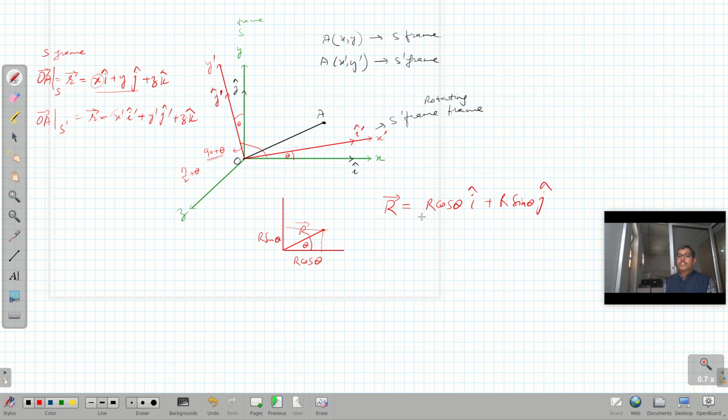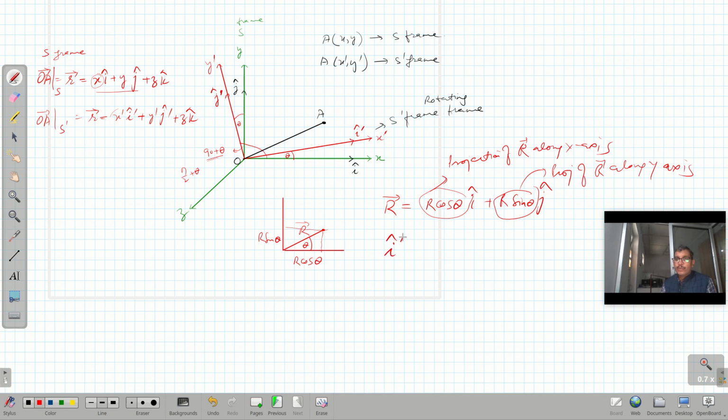This is the projection, this r cos theta is basically the projection of the r vector along the x-axis. And what is r sin theta? This r sin theta is basically again the projection of r along the y-axis, so it is r sin theta j cap. So now let us try to look at this part.